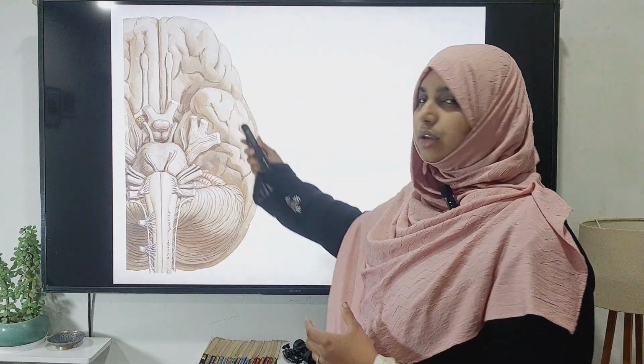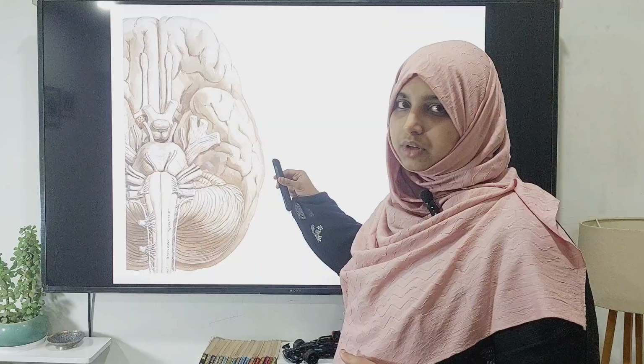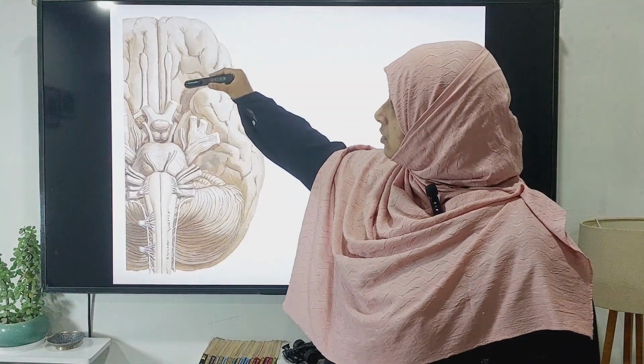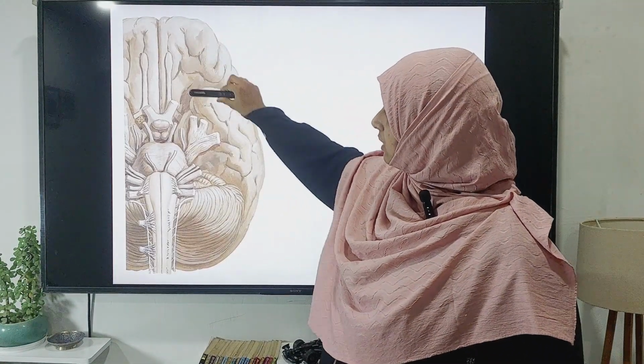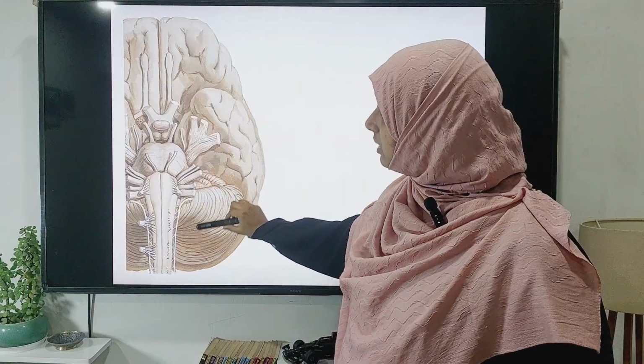Now let's see how it actually looks if you see it from the inferior aspect of the brain. This is the inferior aspect of the cerebrum. We have the cerebellum. This is the anterior end. This is the posterior end.